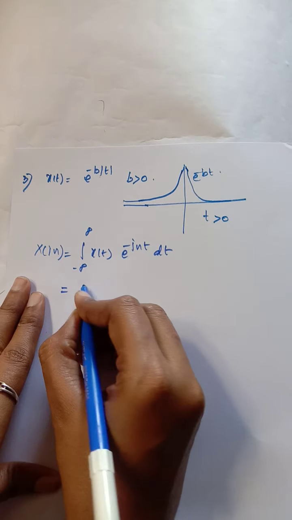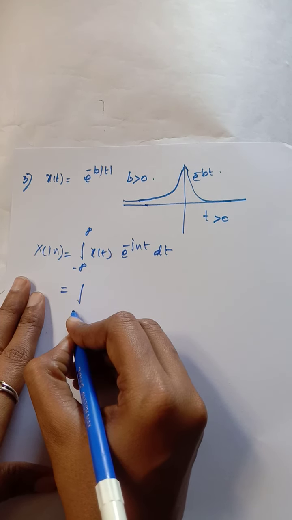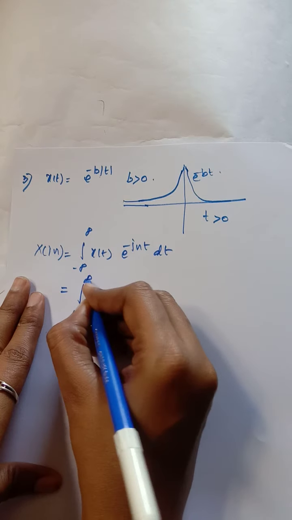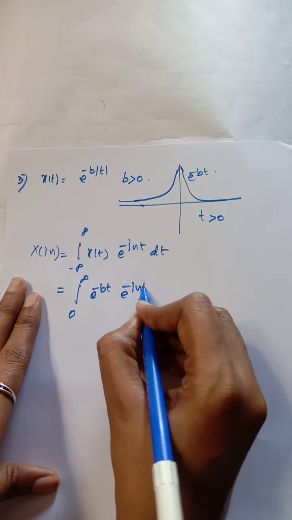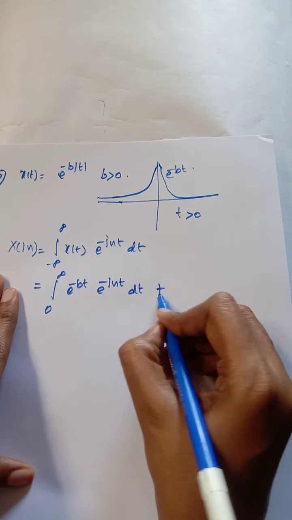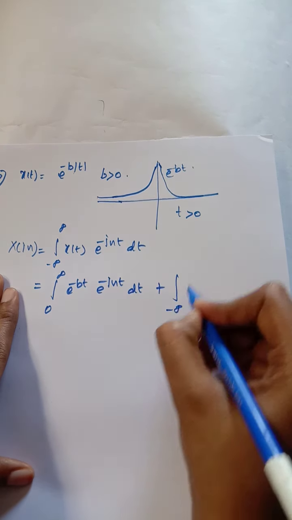Now we need to split this. So from 0 to infinity, the value is e power minus bt e power minus j omega t dt, and here from minus infinity to 0.